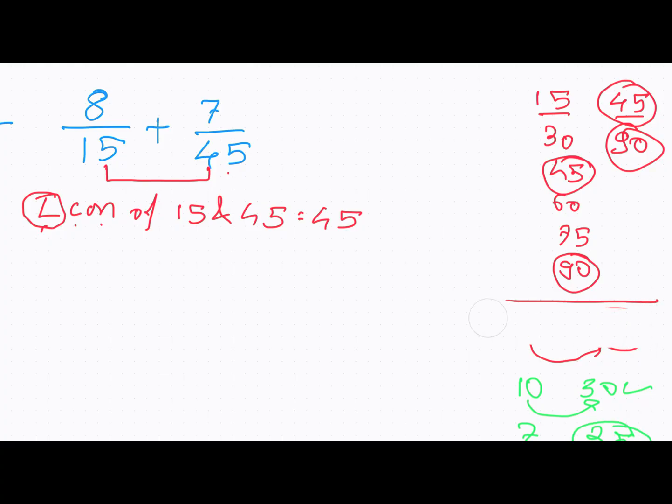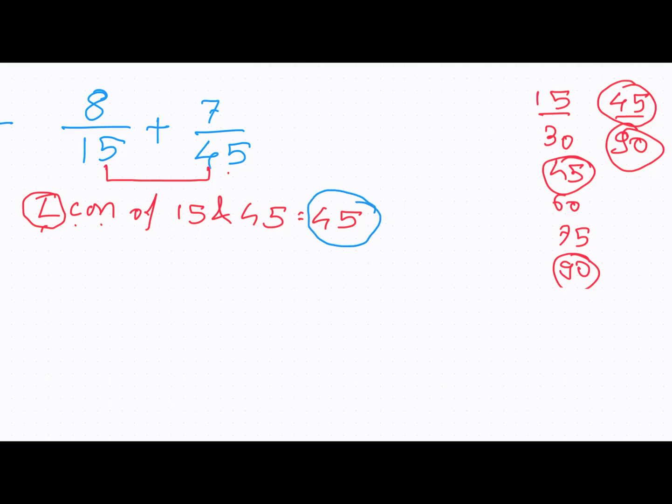Okay, so now let's proceed ahead. Let's see what we have to do with this LCM. We have found the LCM now. Now what to do with this? So what you do is, now we have to make the denominator 45. So here the denominator is already 45. That means you don't have to do anything for this fraction.